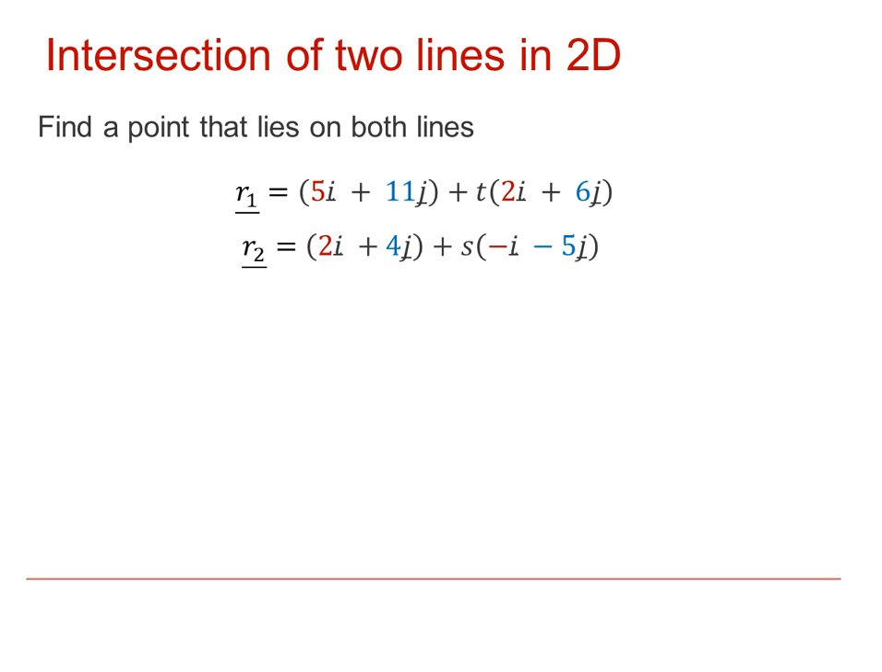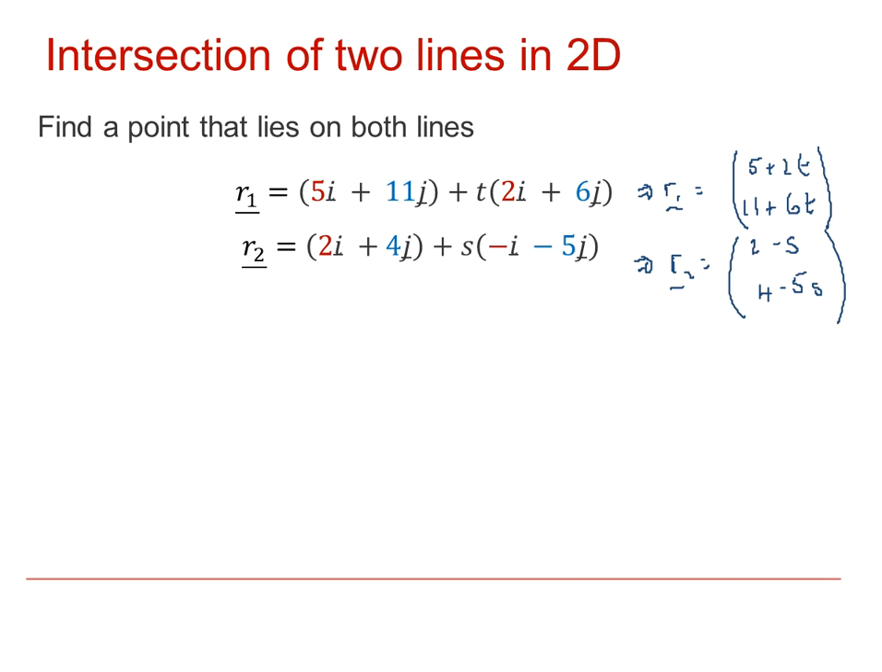Here we have 2 lines in their vector form, r1 and r2. Just for clarity, I've got the x components and the y components in different colours. So we could rewrite those to start off with in column vector form. This one would mean that r1 was equal to (5 plus 2t, 11 plus 6t). And the second one implies that r2 is (2 minus s, 4 minus 5s).